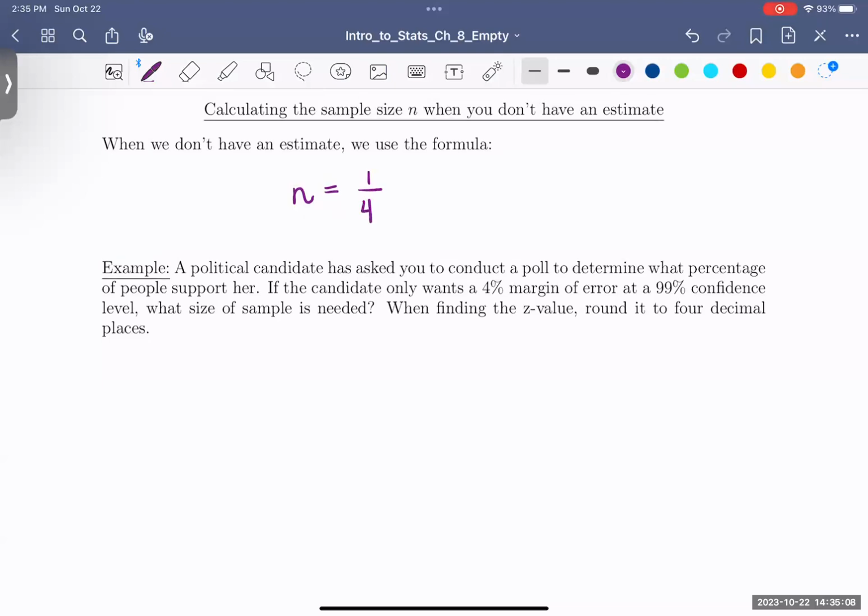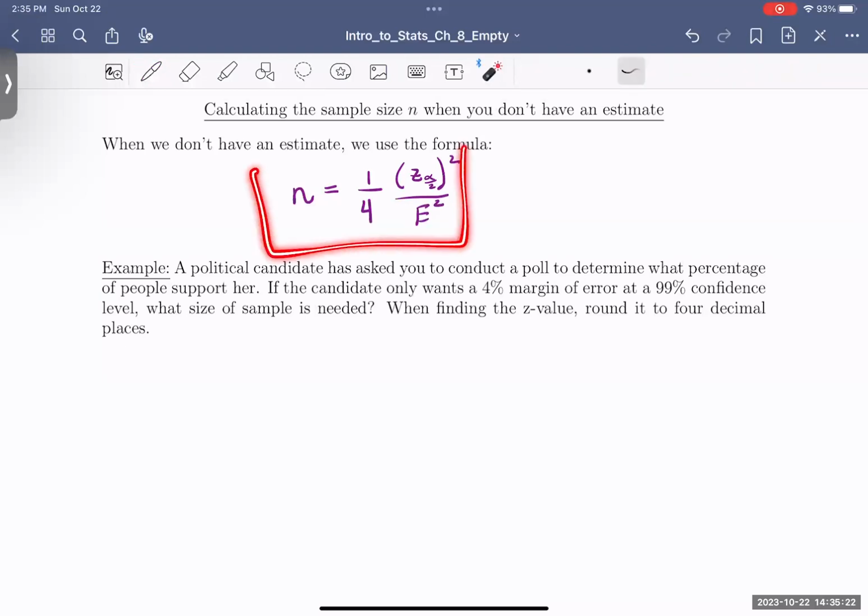All right, so this actually kind of splits the difference between having a p hat of 0.5 and a q hat of 0.5. That's what we do when we have an estimate. But overall, we write the formula this way. You can write that as 0.25 if you wanted, or as 1/4.